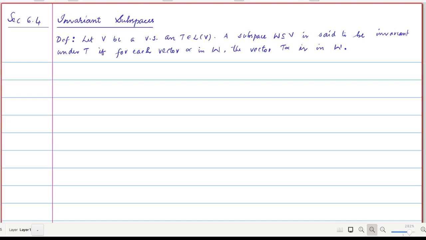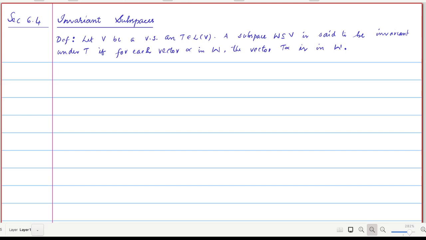Hi all, today we discuss section 6.4, invariant subspaces. We shall introduce a few concepts which are useful in attempting to analyze a linear operator. We will use these ideas to obtain the characterizations of diagonalizable linear operators in terms of their polynomials, although we have already discussed the characterization of linear operators in terms of the eigenspace.